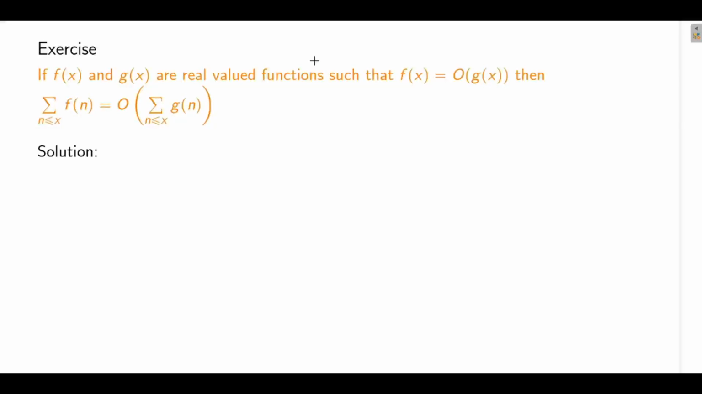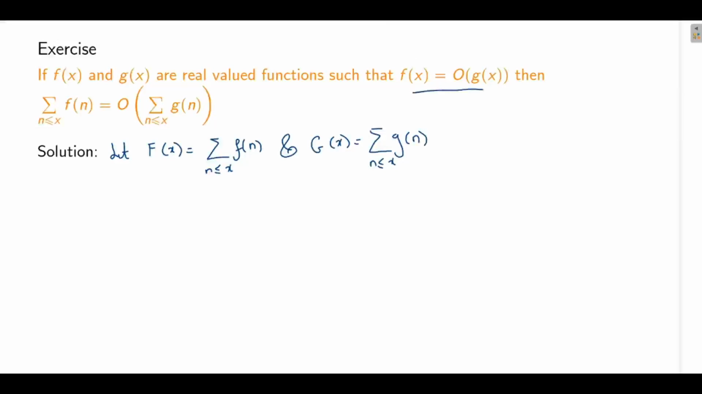Now one small exercise. This will be useful in the next few results. In fact, in the next result itself. So let us see this. Suppose f of x and g of x are real valued functions, so that f of x is big O of g of x. Then look at this particular function, say capital F. Okay, this will be big O of capital G, if that is the same. So let capital F of x be the function summation n less than or equal to x of f of n, and I'll take capital G of x to be the function summation n less than or equal to x of g of n. Okay, so this is what I take it to be.